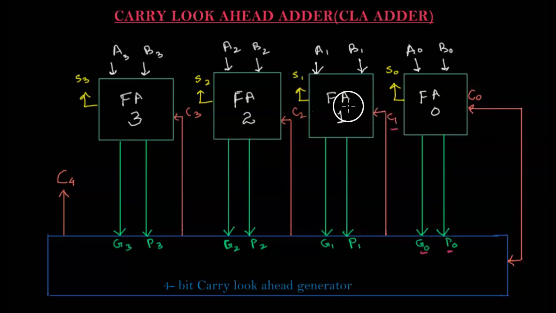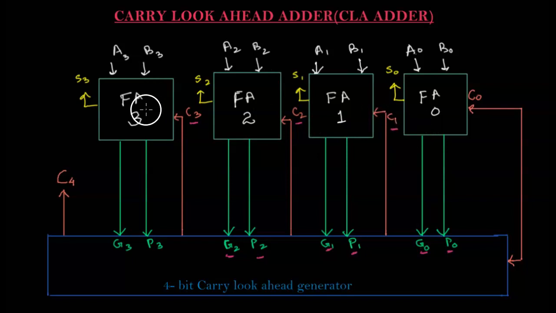Then again, in full adder 1, we use C1, A1 and B1, and we generate our carry generator and carry propagator, and C2 is generated, which is not dependent on C1 but on C0, and we have our sum 1. Again, from full adder 2, we have A2 and B2 as our inputs and C2 as our input, which generates our carry generator and carry propagator, and hence it generates a sum and the carry. Again, the carry C3 is not dependent on C2, C1 but only on C0, hence reducing the propagation delay.